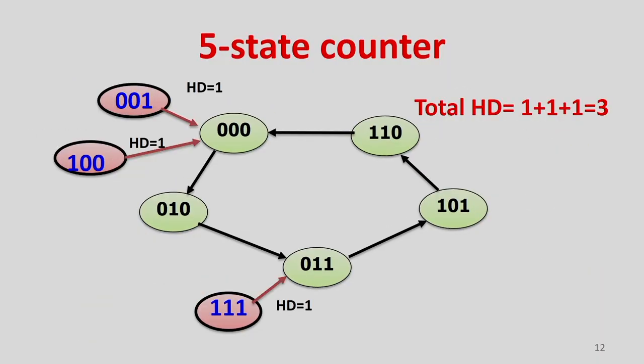And this is another example. Instead of doing the earlier things, suppose 0, 0, 1 immediately moves to the valid state 0, 0, 0, and 1, 0, 0 moves to 0, 0, 0. In this case the Hamming distance is 1, here also the Hamming distance is 1. And 1, 1, 1, if you move to 0, 1, 1, then here also the Hamming distance is 1. These 3 invalid states are moving to valid states with Hamming distance 1. Here the total Hamming distance is 3. So, the next state logic circuit is much simpler. Because the total Hamming distance is less, we probably will get a minimized circuit.